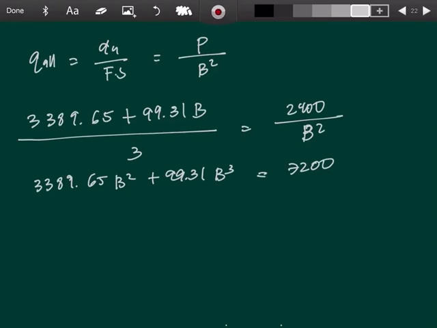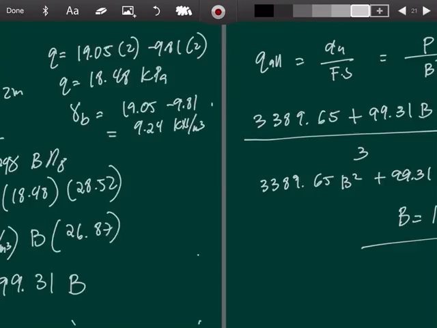Okay, so equate ulit natin siya sa ating calculator. We have 99.31 as B cubed, 3389.65 at B squared, 0 na X, and negative 7,200. So, dalawang imaginary and isang 1.43 meters. So, anong napansin, class?